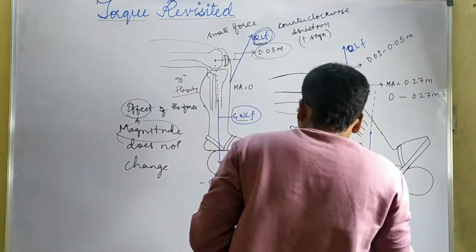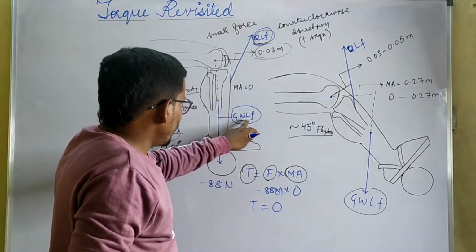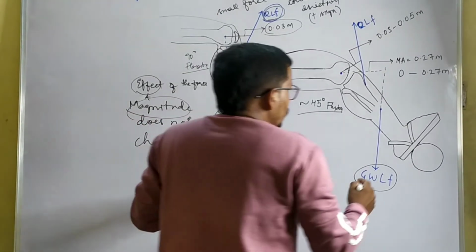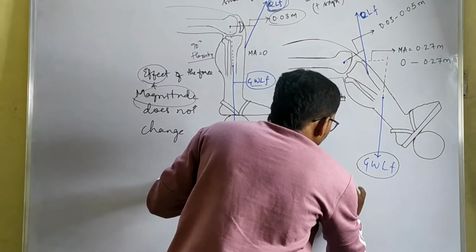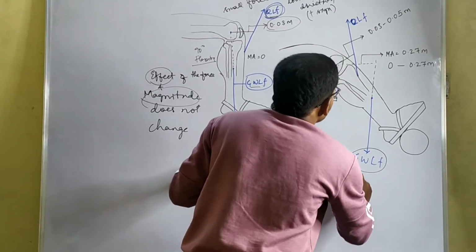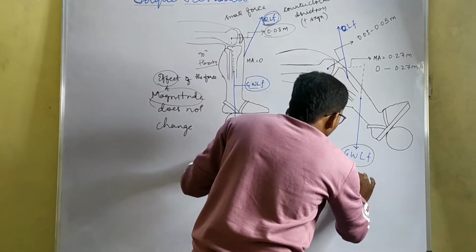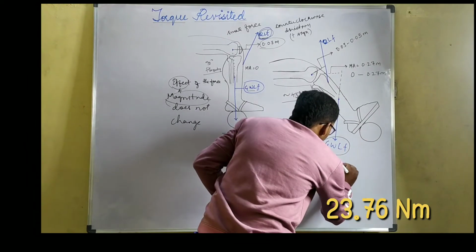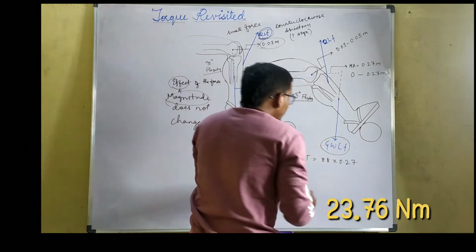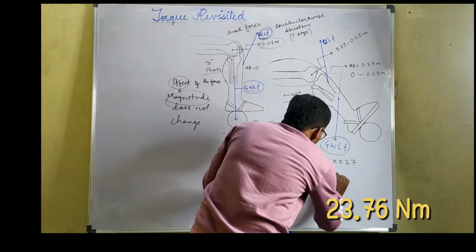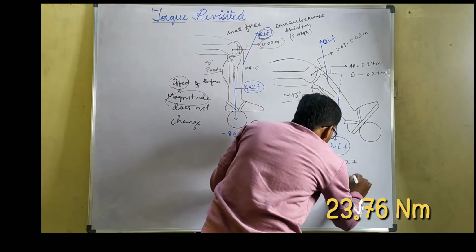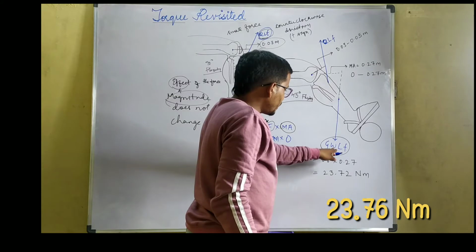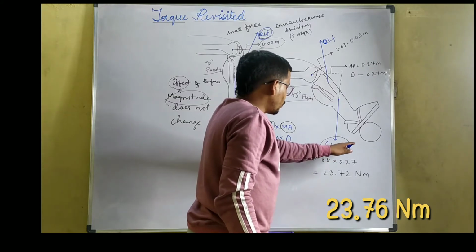Now as I said, the gravity weight leg foot segment force is exerting a force of 88 newtons. So if we calculate the torque of this force vector, the force is 88 newtons and the moment arm has increased from 0 to 0.27, okay, we will get a net torque of 23.72 Newton meter. Okay, this is the net torque exerted by the gravity weight leg foot force vector.